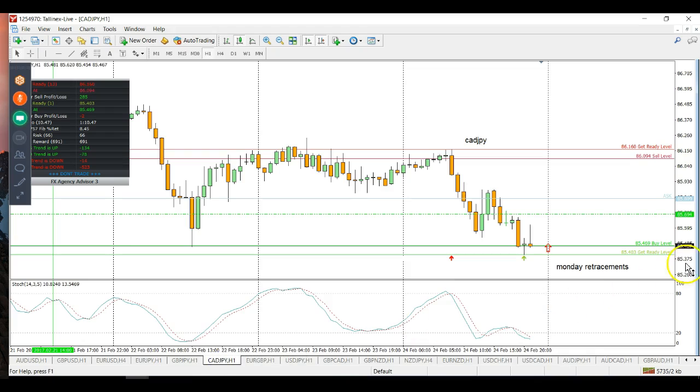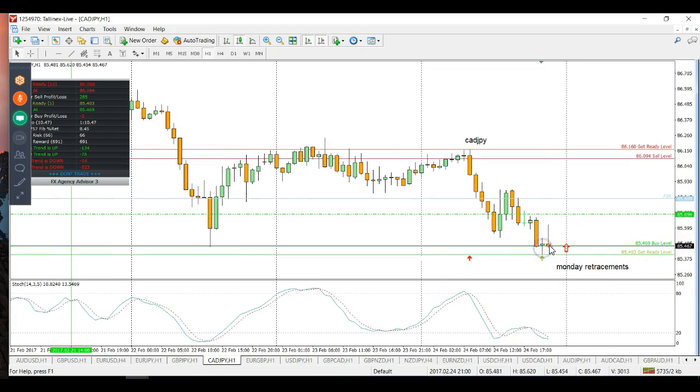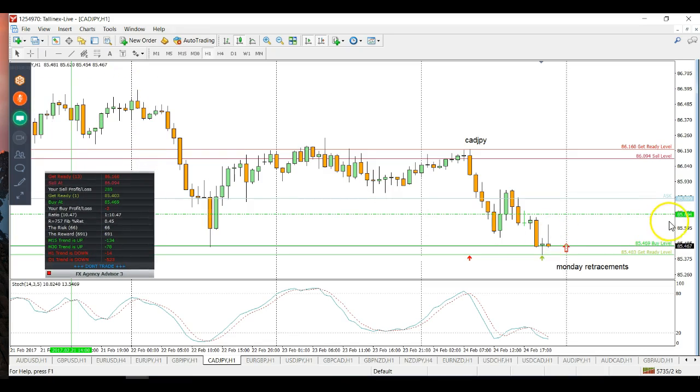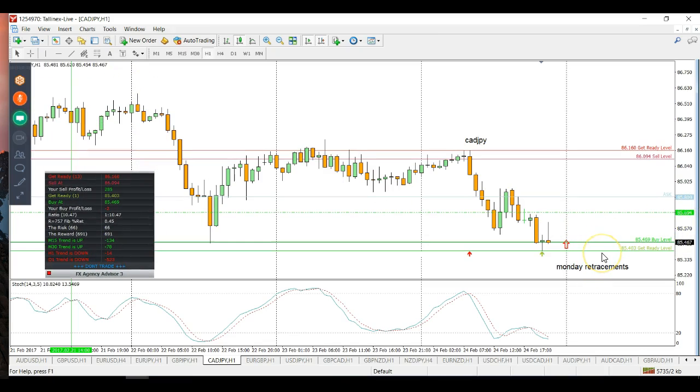CAD yen, we have spinning top, indecision candles, Monday retracements. The Stochastics is oversold, so that's another trade. Now I've sent these to your email address for those of you that are subscribed to the trade room, so you should have this sometime today.